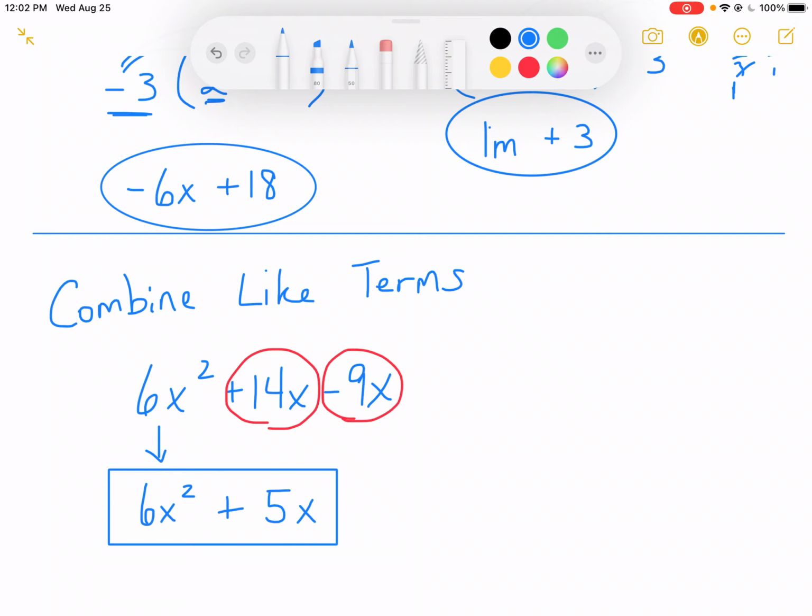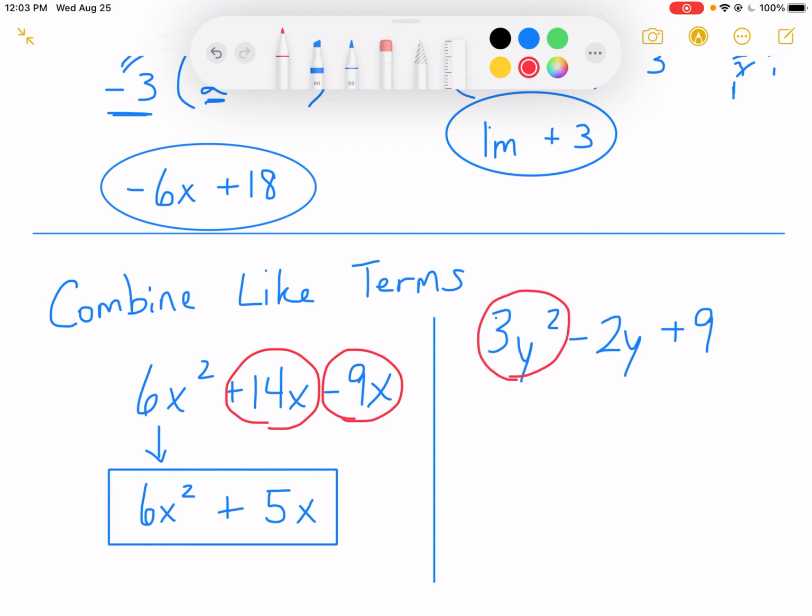What else do we need to know about combining like terms? Let's try one more. Let's look at something like 3y to the second minus 2y plus 9. Okay, so this one's sort of a trick one. I have a y to the second. I have y to the first, and then I have no y's at all. So what can I do with this? I can't combine anything. I'm just done here, okay? So that one's easy. You don't have to do much work.